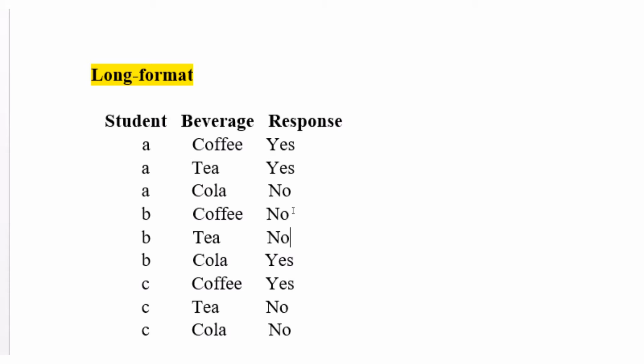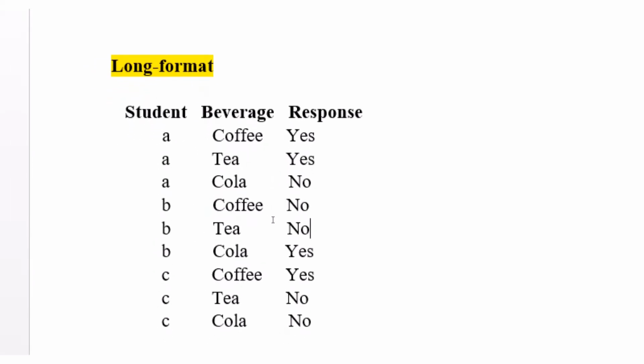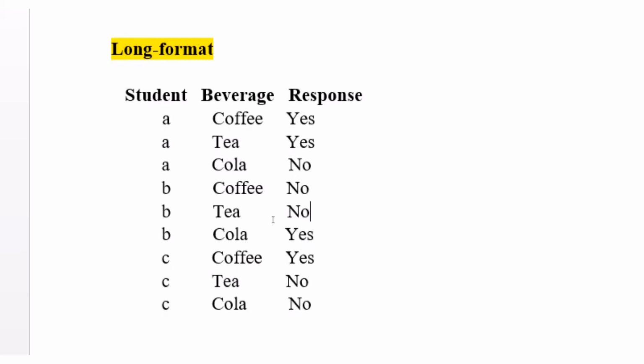For example, let's assume students are asked about their favorite beverage. Normally, how many rows do we have in the long format? As you can see, we have 9 rows, but in actual sense we have only 3 students, student A, B, and C, and each has to respond to a question.